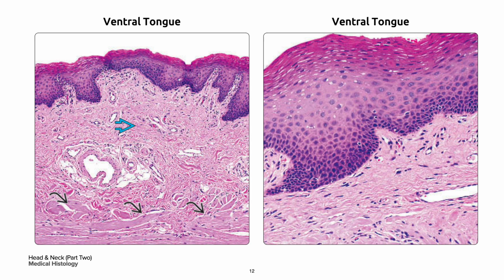On your right is the ventral tongue, which is lined by a thin, non-keratinizing, stratified squamous mucosa that lacks the papillae seen throughout the dorsal tongue.